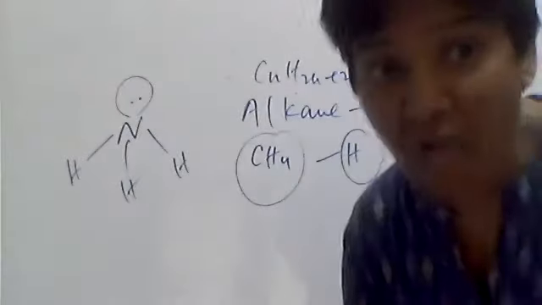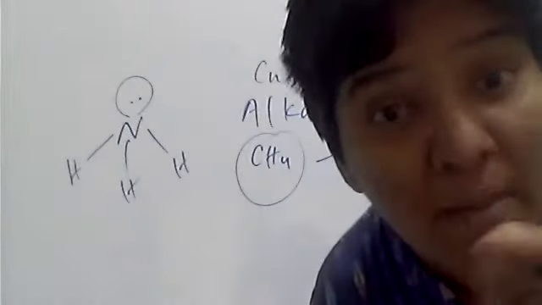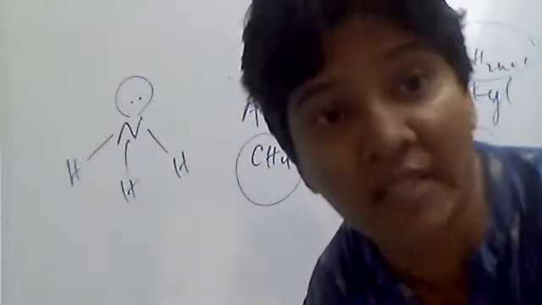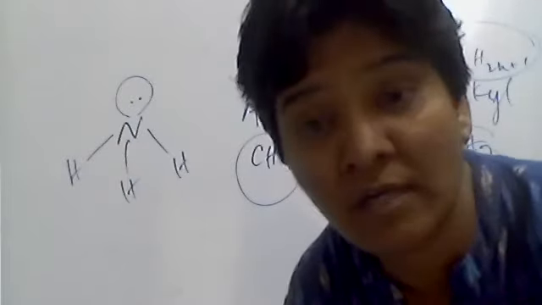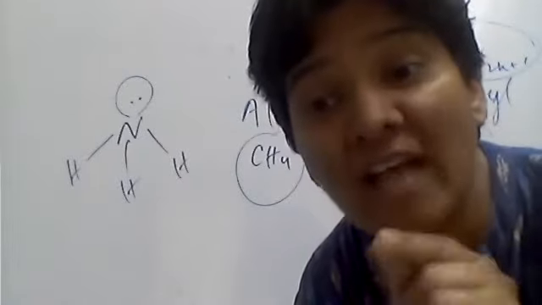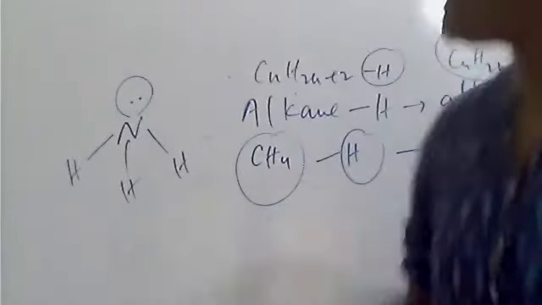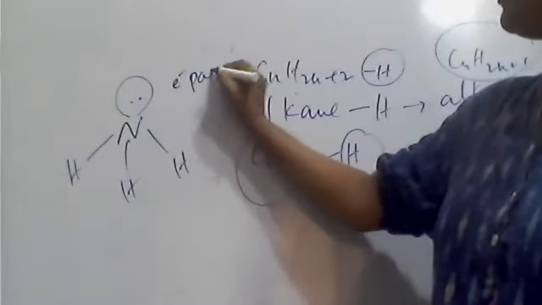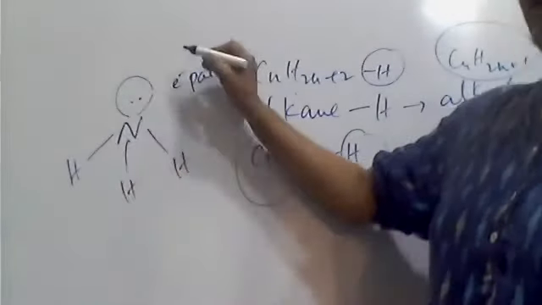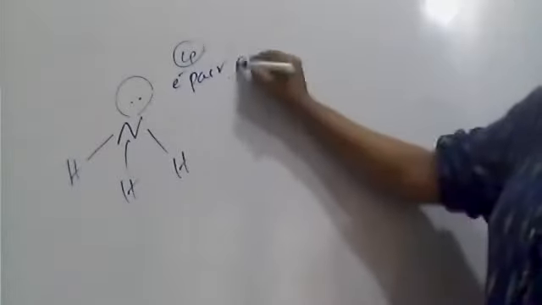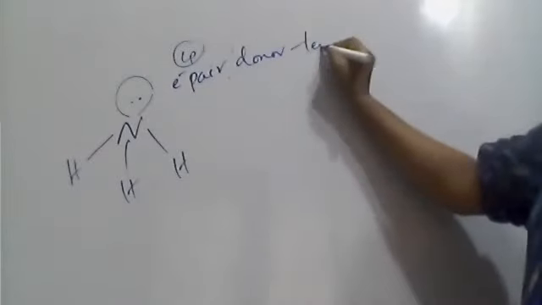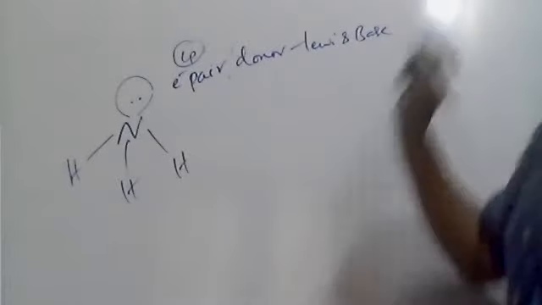So listen, ammonia is a base. Ammonia is a base according to Lewis theory. Listen carefully, all of you. According to Lewis acid-base theory, ammonia is a base because it is an electron pair donor, having the electron pair in the form of a lone pair on the nitrogen. So this ammonia can act as an electron pair donor, and this electron pair donor is called a Lewis base.